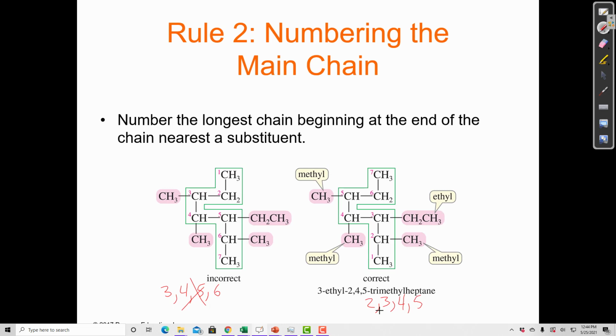So then I have to go and name these branches and put the whole thing together. So let's not worry about the name quite yet. Let's go and put all the other pieces together first.